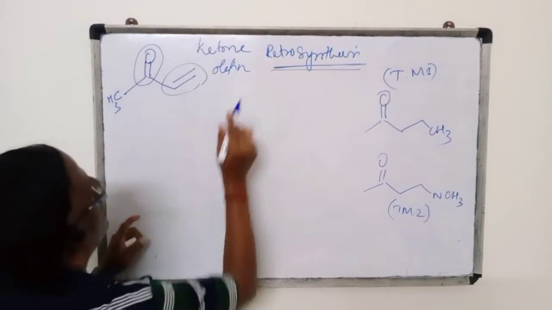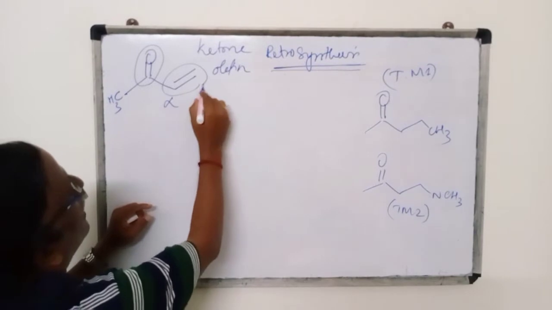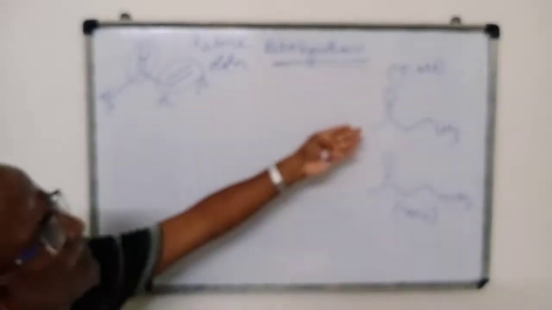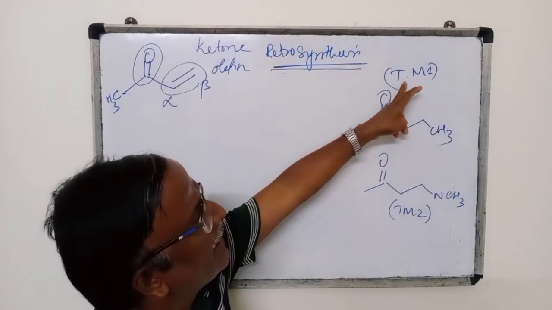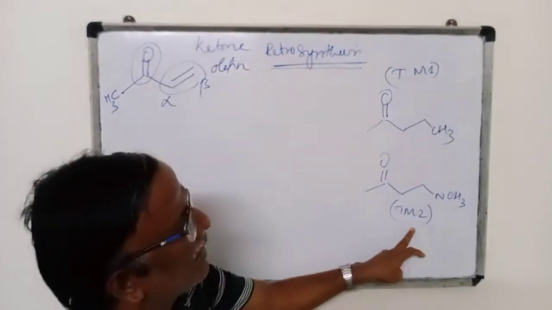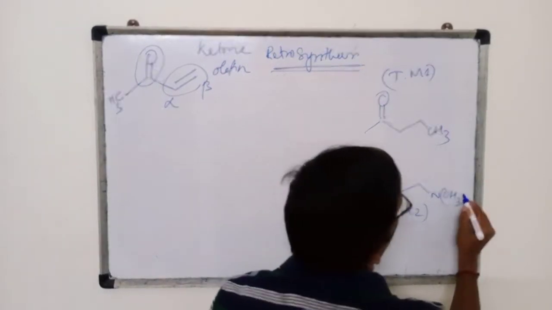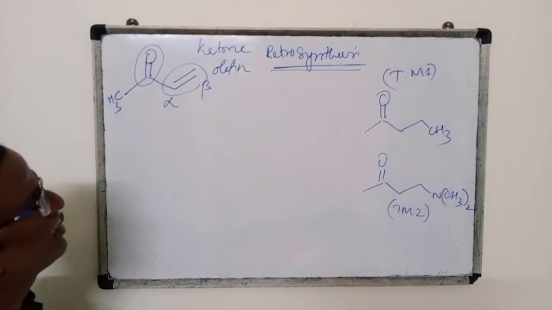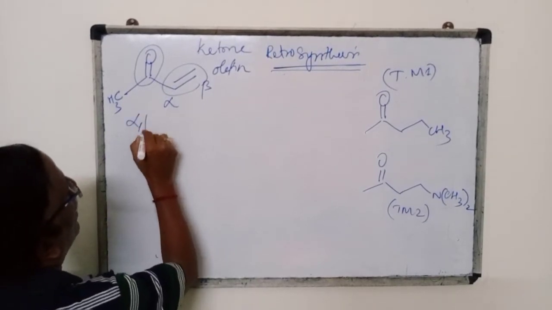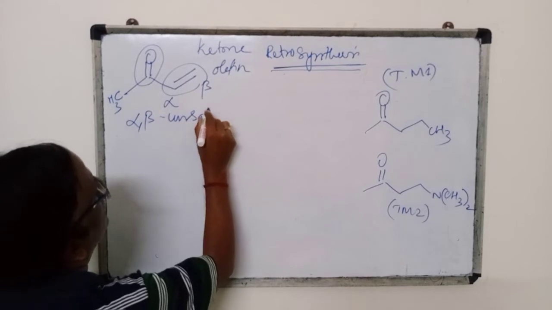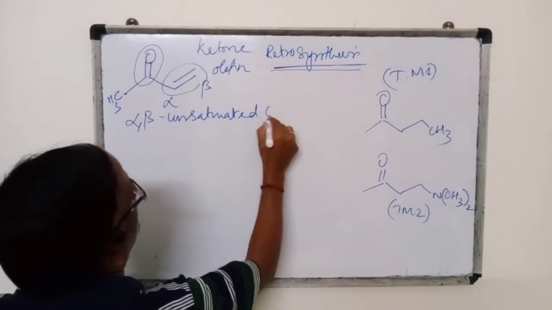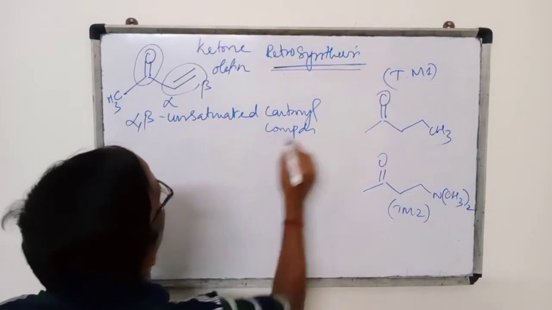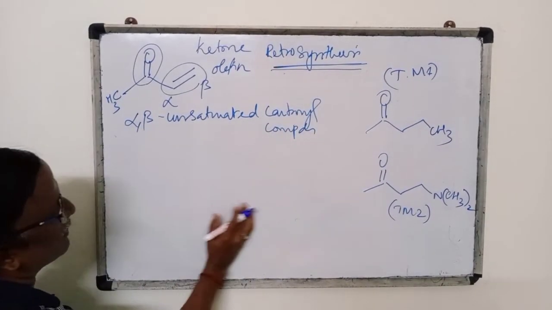I want to make use of this kind of starting material to synthesize different kinds of derivatives. For example, I want to synthesize this target molecule 1 and target molecule 2. These target molecules 1 and 2 can be synthesized from this alpha beta unsaturated carbonyl compound.